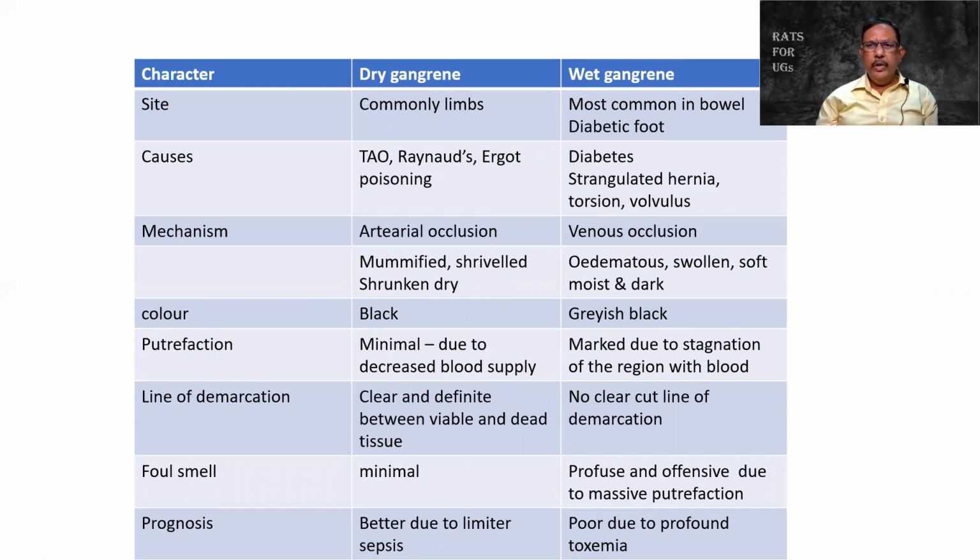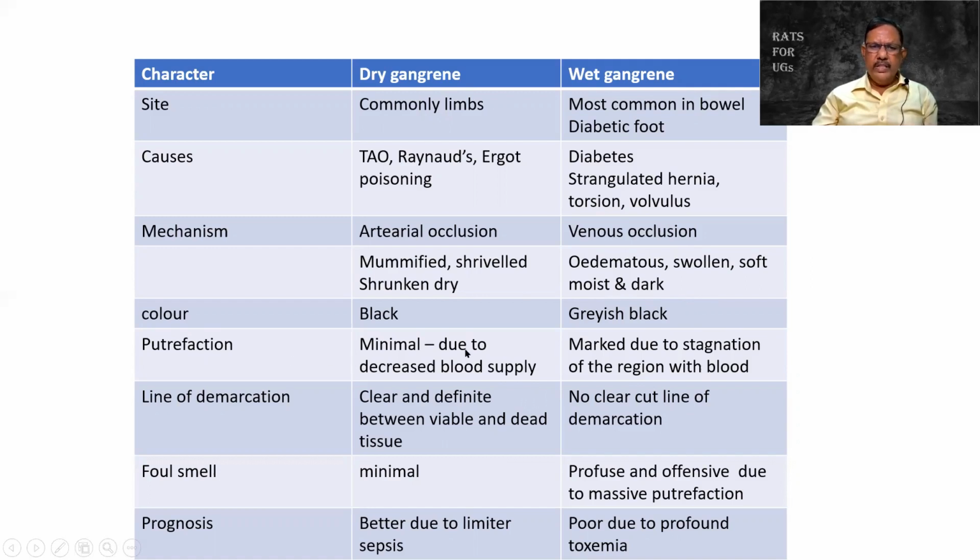When you dry a wet cloth, what happens? There are a lot of folds appearing. That is shriveling. Mummified means it is as protected as an Egyptian mummy. Whereas in a case of wet gangrene, it is edematous, swollen, soft, moist and dark. It will obviously be foul smelling, whereas it is minimal over here.